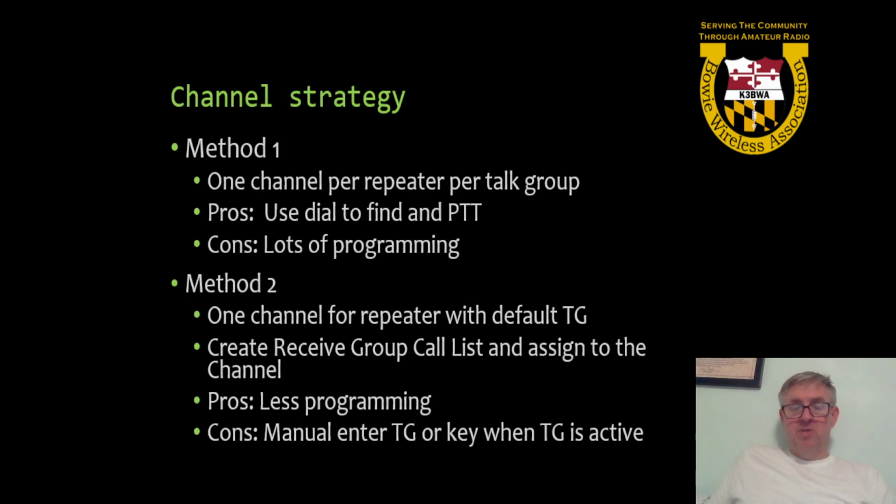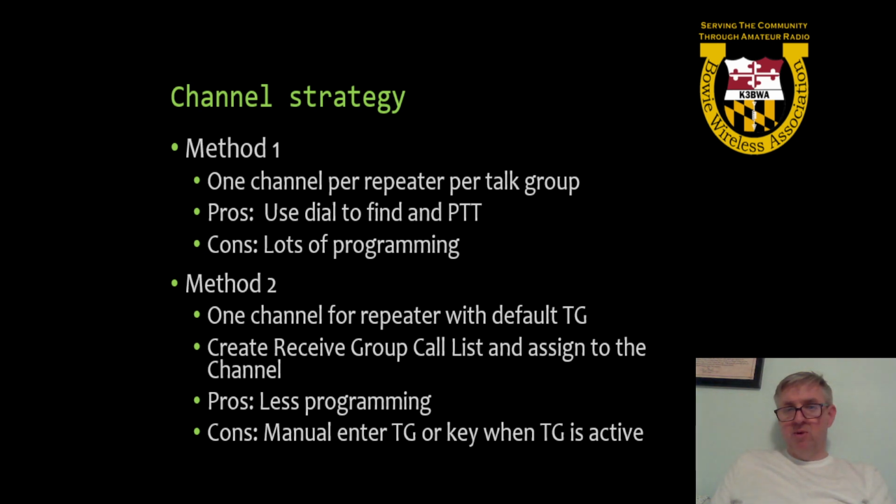Now, when talking about programming channels, there's two strategies that you'll want to think about, two ways that I found to do this. Method one would be one channel per talk group. So if I have the local repeater N3LHD, for example, say that I review the list of possible talk groups available, and I pick 5 of them. I pick 5 talk groups I really want to focus on.